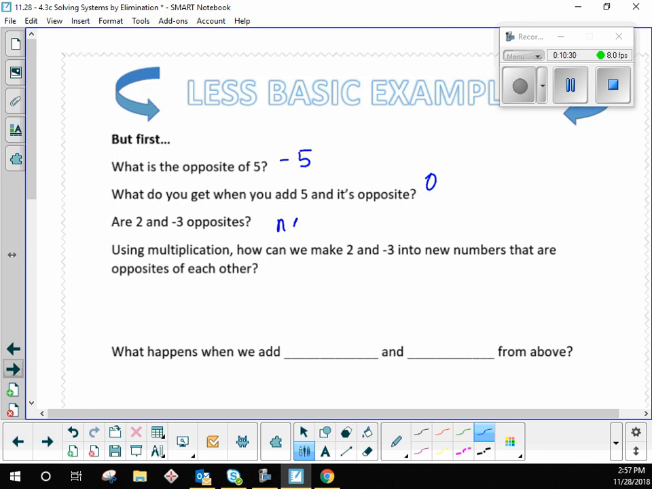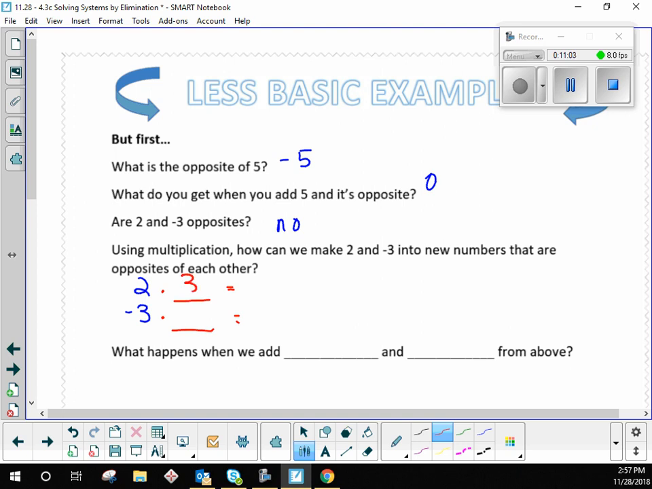No, right? But we can use multiplication to make 2 and negative 3 into new numbers that are opposites of each other. So let's think about that for a second. We're going to start with 2 and negative 3. And our goal is to multiply them by something. It doesn't have to be the same thing. And that will give us other numbers that are opposites of each other. Okay, that means the number is the same and the signs are opposite.